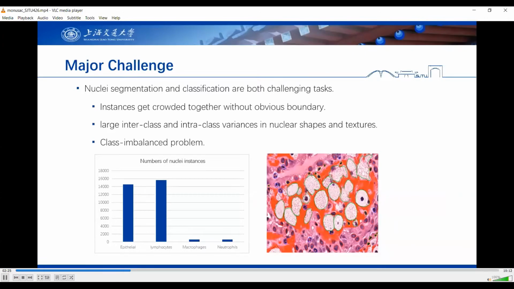Nuclear segmentation and classification are both challenging tasks. Firstly, instances get crowded together without obvious boundaries, making it hard to segment individual nuclei accurately. Secondly, the fine-grained classification of nuclei is also difficult due to the large interclass and intraclass variances in nuclear shapes and textures. Thirdly, as shown in the chart, the amounts of annotated instances of the 4 cell types varied a lot, which encourages us to develop algorithms for learning from imbalanced classes.